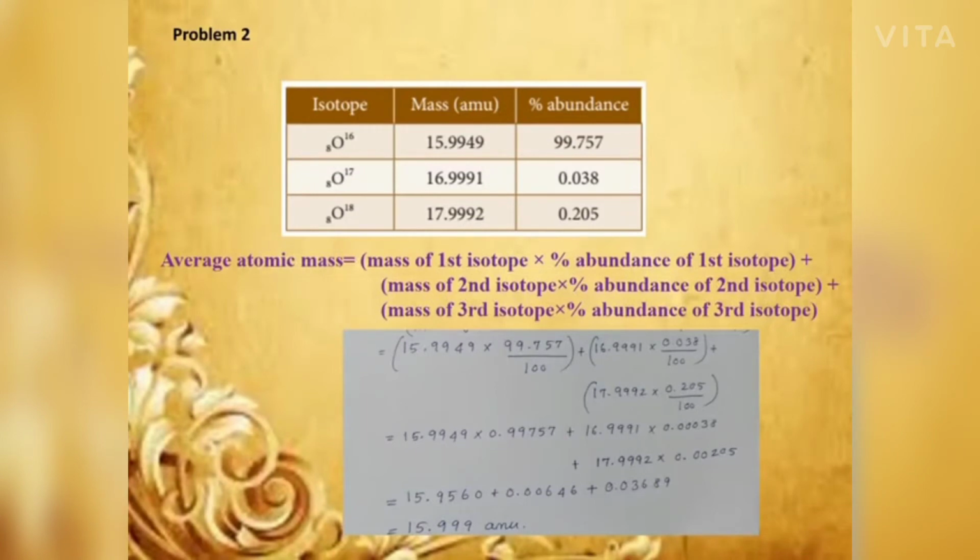The unit of average atomic mass is AMU. So the average atomic mass of oxygen is equal to 15.999 AMU.